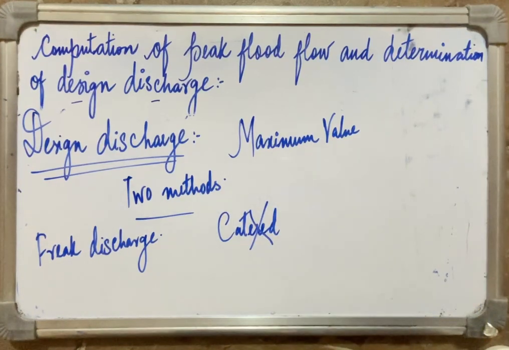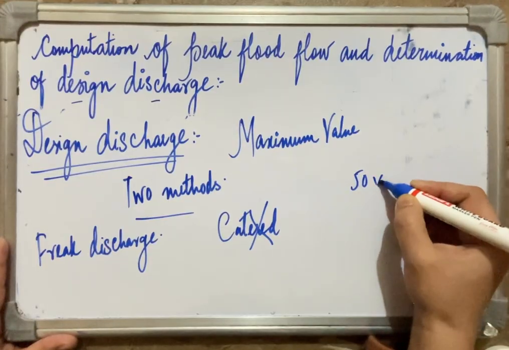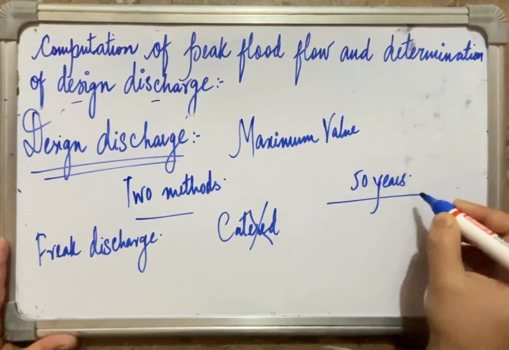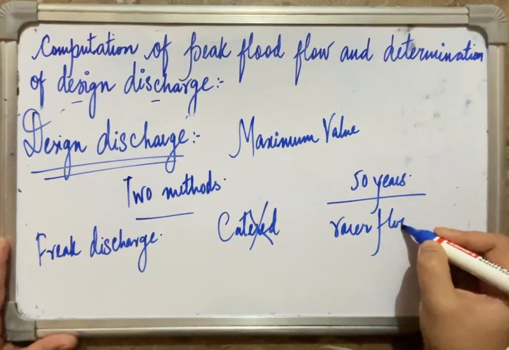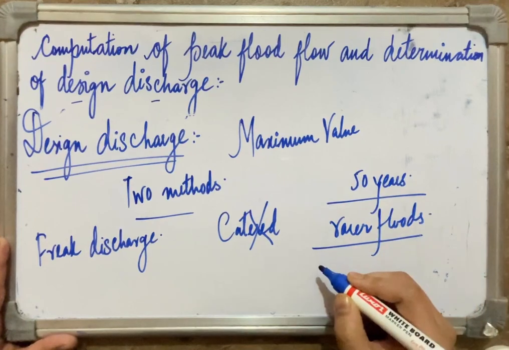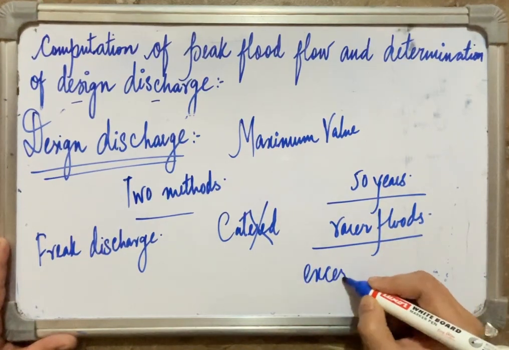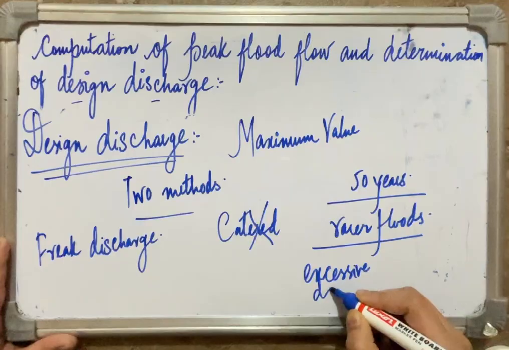All right. And from consideration of economy, it is not desirable to aim to provide for the passage of the very extraordinary flood that may ever happen at a particular site. No, we don't do that. It is, however, adequate that we design for a flood occurring once in 50 years, and we make sure that rarer floods be passed without any excessive damage to the structure.